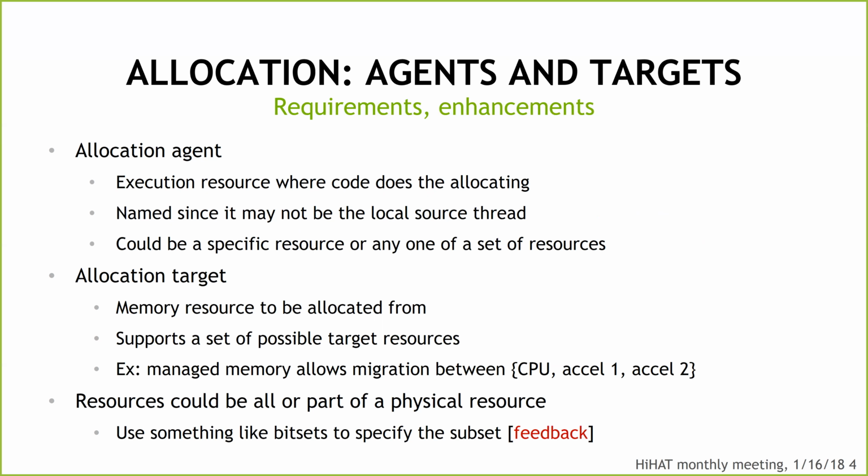So the allocation target is a set of memory resources to be allocated from. It supports a set of possible target resources. An example is I could have managed memory that allows migration between some subset of the compute and memory resources, like a CPU and a couple of its accelerators. And I could arbitrarily restrict where and when and how it could migrate. We haven't gotten to the policies yet, but here we're just talking about the targets.